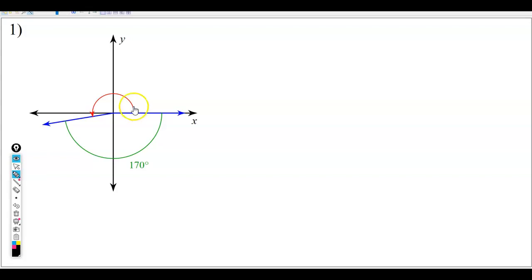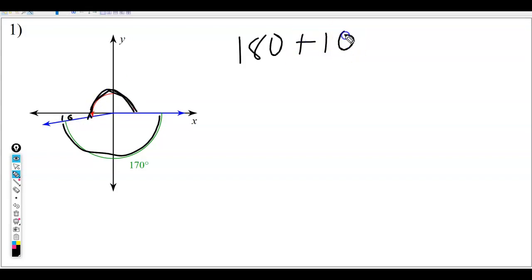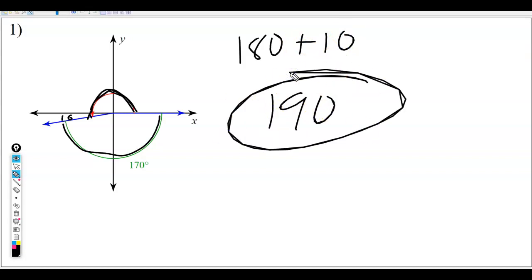So we learned about how the distance from here to here is 180 degrees, right? And then there's a little bit more right there. How much more is that? Well, if the distance from here to here is 170, and we know that the whole bottom half is 180, that means this little piece in here has to be... So we have 180 plus 10. So that angle there would be 190 degrees. Okay.